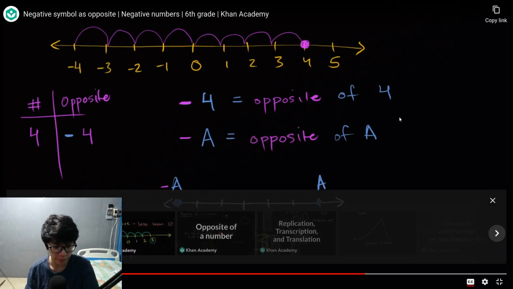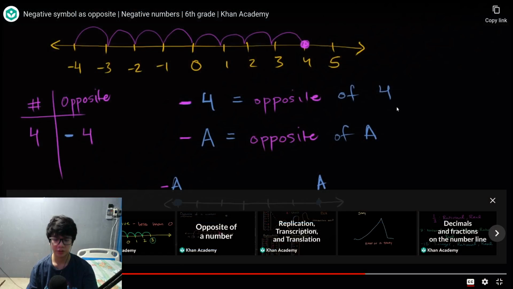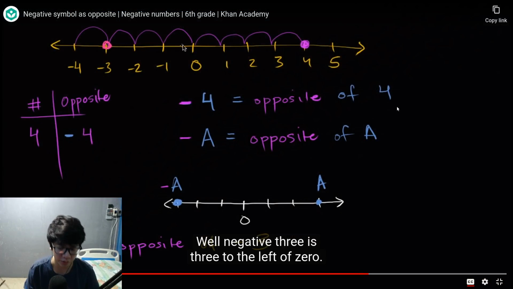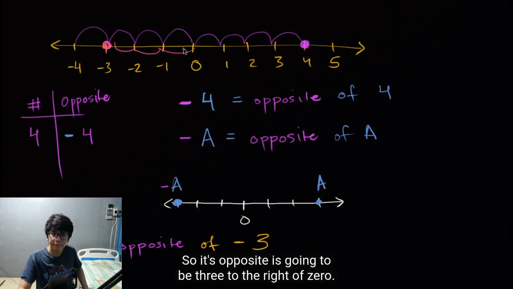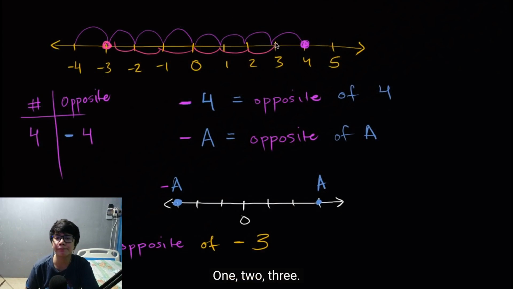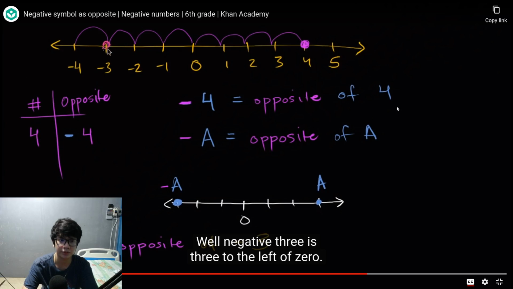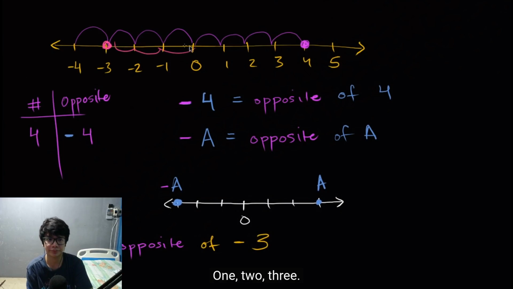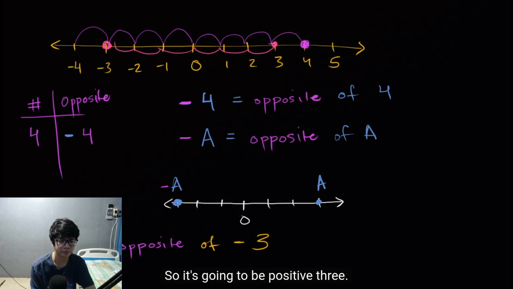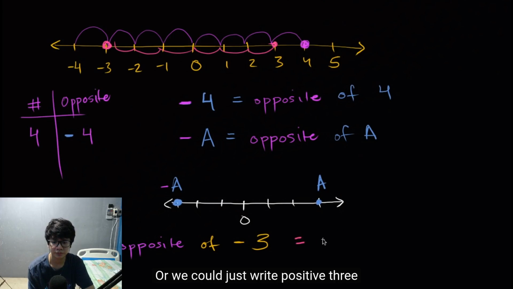So what's the opposite of negative 3? Well, negative 3 is 3 to the left of 0. 1, 2, 3. So its opposite is going to be 3 to the right of 0. 1, 2, 3. So it's going to be positive 3. So this is equal to positive 3. Negative 3 is 3 to the left of 0, so its opposite is going to be 3 to the right of 0, so it's going to be positive 3. Or we could just write positive 3 like that.